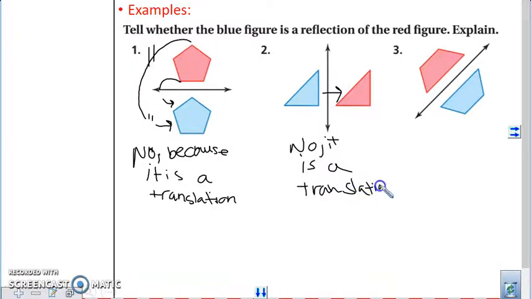All right. Figure 3. Our bottom would become our top if we flipped it over this line, and our top would become our bottom. This one's a yes, because if we fold on that line, they'll match up because our bottom will become our top and our top will become our bottom. They're the same shape, same size, flipped, not turned at all, flipped.